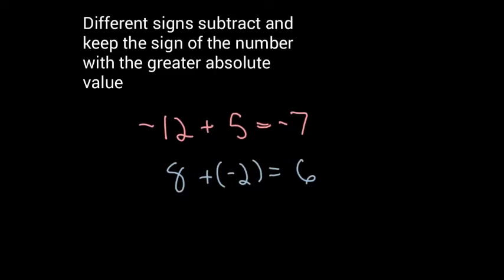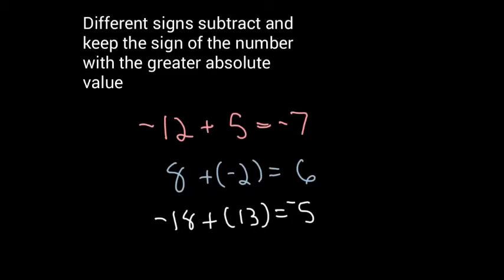Do one more. So let's say we have negative 18 plus 13. I put 13 in parentheses. It didn't need to be, but it can be. Doesn't change anything. So I have a negative and a positive. I'm going to subtract them. So 18 minus 13 is 5. And then 18 has a greater absolute value, and 18 is negative, so that makes my answer negative. So negative 18 plus 13 is negative 5.